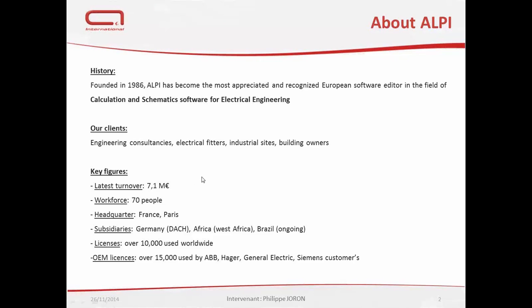Right now, we have over 10,000 licenses used worldwide, and we also have contracts with manufacturers that represent 15,000 licenses. We work closely with ABB, Hager, General Electric, Siemens, and it's dedicated to final users of Caneco BT software.